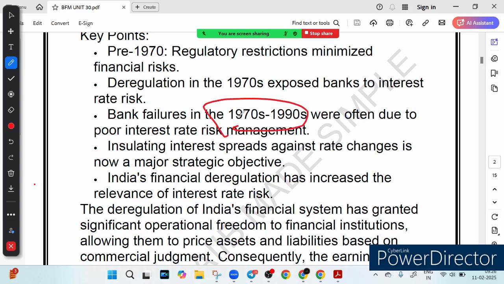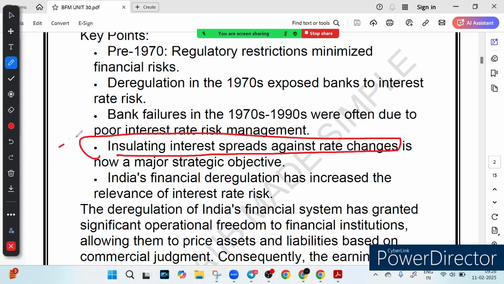I hope it is clear. Now banks have learned their lesson. One of their biggest strategies today is to protect their profit from sudden interest rate change. This is the biggest learning: insulating interest spread against rate change. This is the biggest learning from these incidents, right? We know we have to learn from incidents which happen in our life. That is our experience, right? So banks also gained experience from it.